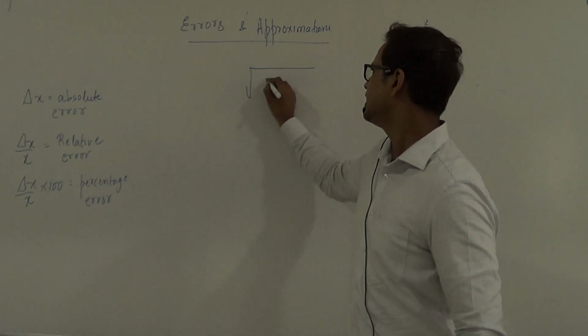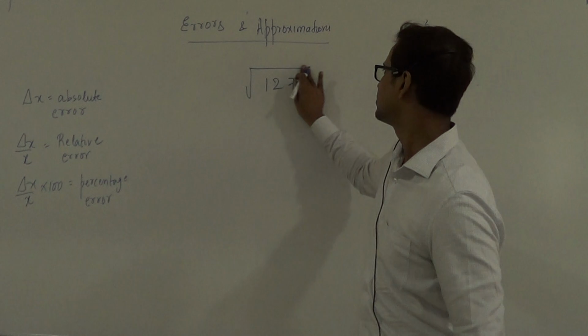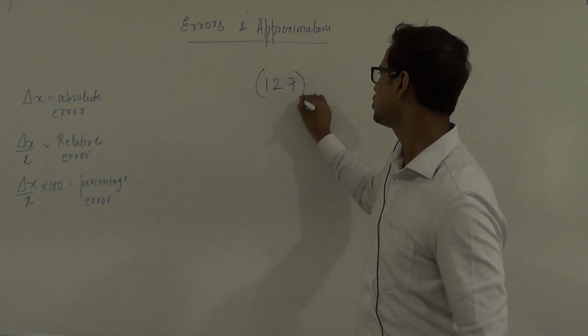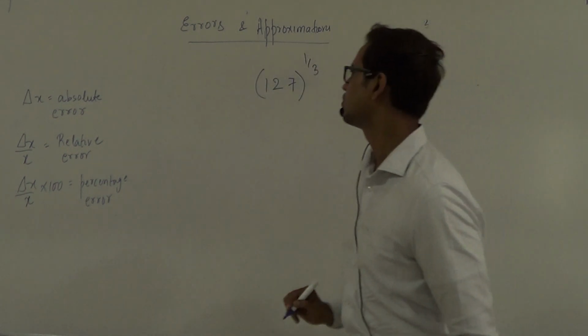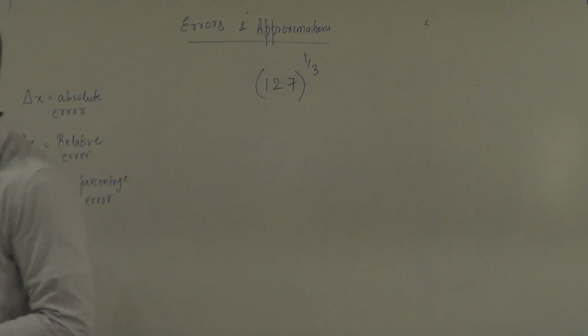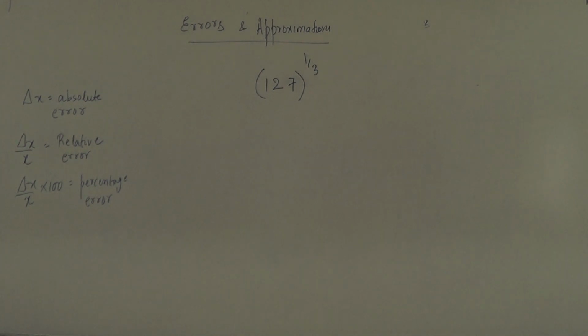Find the approximate value of cube root of 127. Find approximate value of cube root of 127.